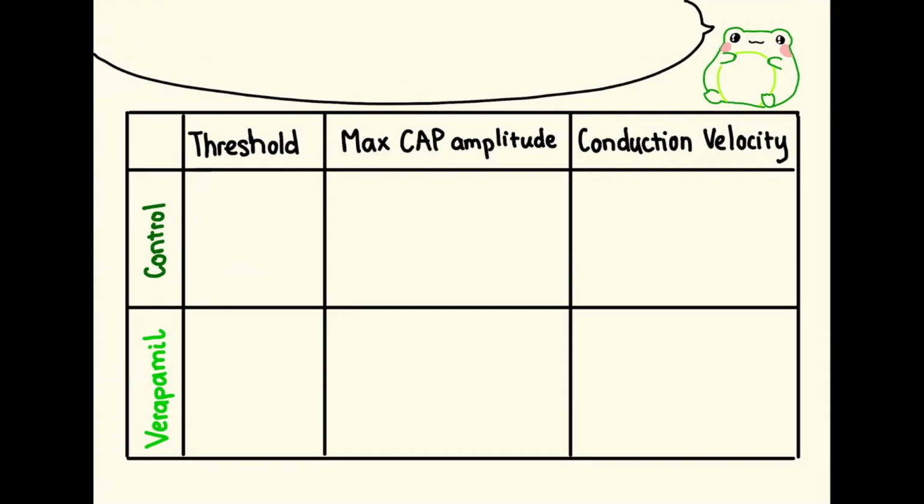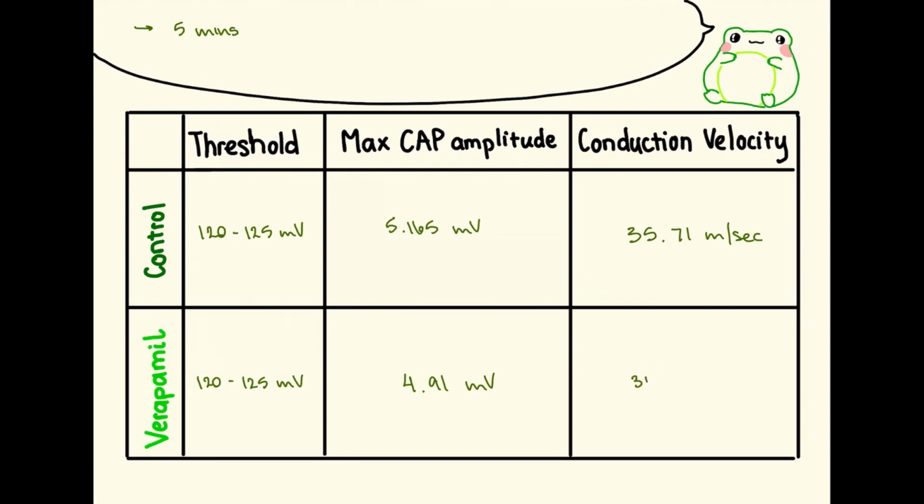Verapamil was added to the nerve chamber to be soaked for about 5 minutes. The stimulus potential to reach threshold produces a CAP from between 120 and 125 millivolts for both control and treatment of verapamil. The max CAP for the control sciatic nerve was 5.165 millivolts, and the max CAP for the verapamil-treated sciatic nerve was 4.91. Meanwhile, conduction velocity had a control speed of 35.71, while verapamil had a speed of 31.25. Overall, we see a trend of a slightly decreased threshold and conduction velocity.